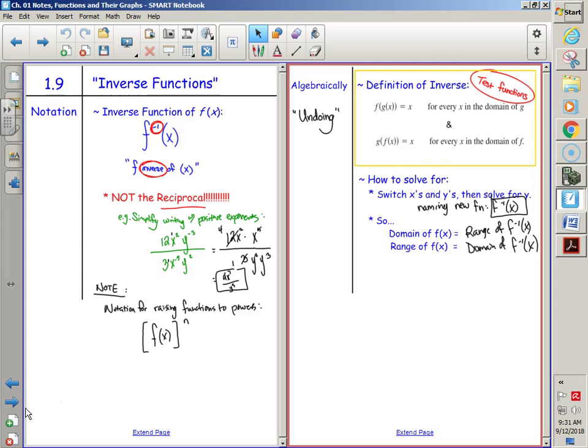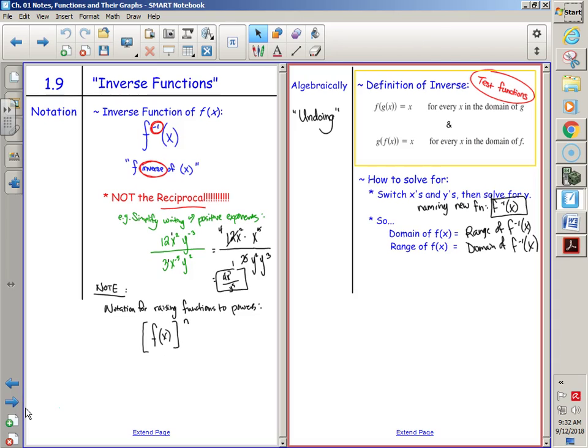How do you test whether or not two functions are inverses of each other? When you plug the second function into the first, everything should be undone. All the addition, subtraction, multiplication, division, powers, roots, everything should be undone and only x remains. Or if you were to plug the first function into the second function, everything should be undone except for the x. Only the x remains.